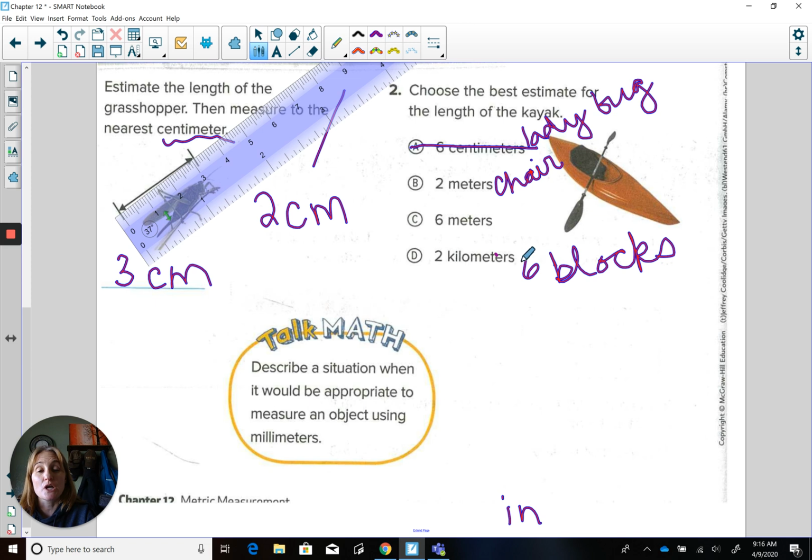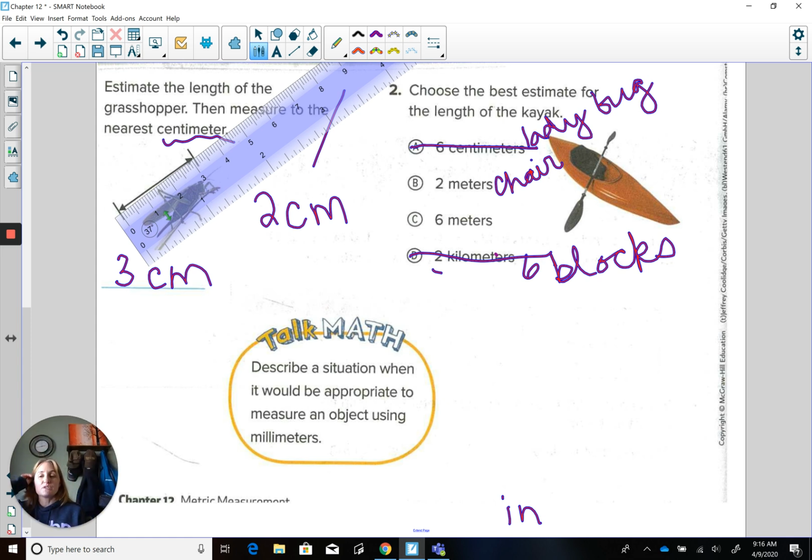D is kilometers, and I know 1 kilometer is 6 city blocks, but whoa, 2 kilometers? That would mean 12 city blocks. Holy cow! I don't know about you, but I could not carry that kayak to the lake's shore or to the river. There's no way, so goodbye. Okay, now we're looking back at meters.